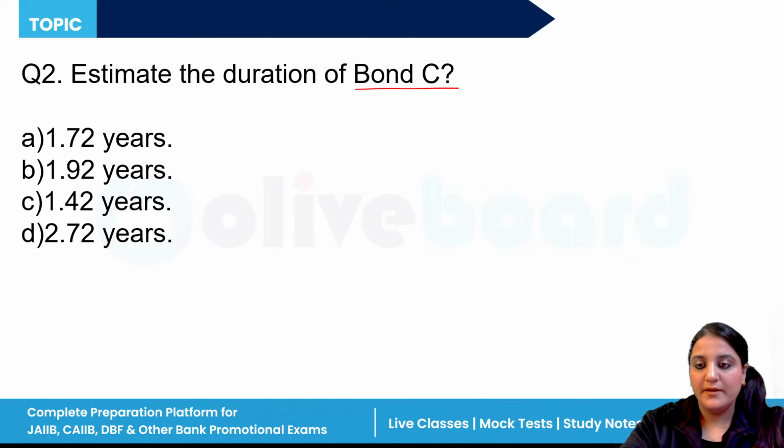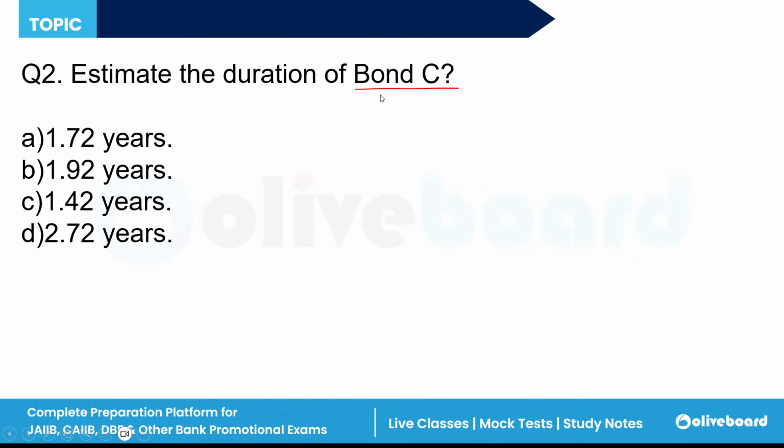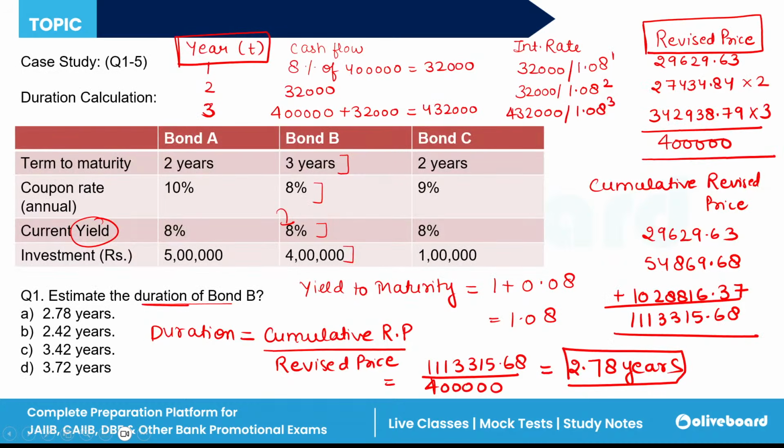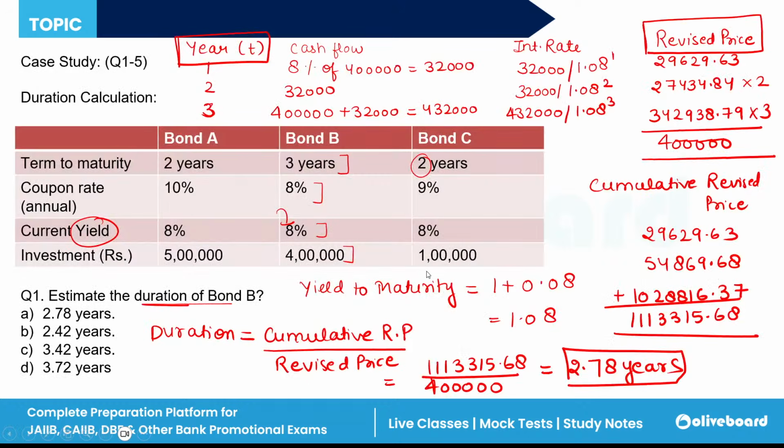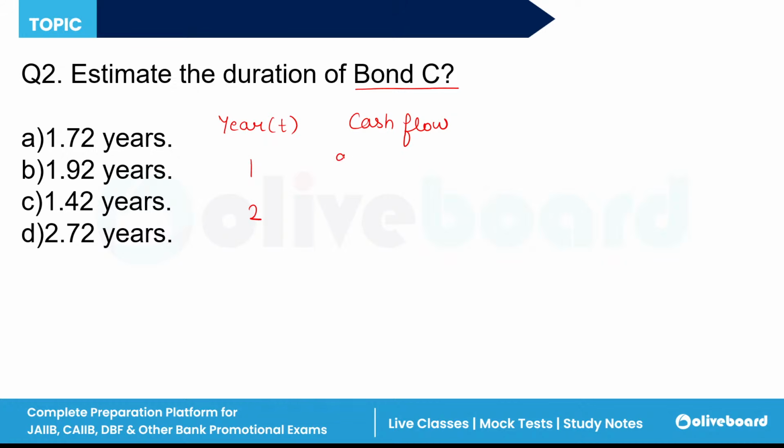So let me tell you how to find the duration of bond C. Again we have to write the years here, and how many years do we have? In the case of bond C we have only 2 years, so first year and second year. Now we have to calculate the cash flow. What is the cash flow? On 1 lakh there is a 9% coupon rate, so we calculate 9% of this 1 lakh, which equals 9,000.